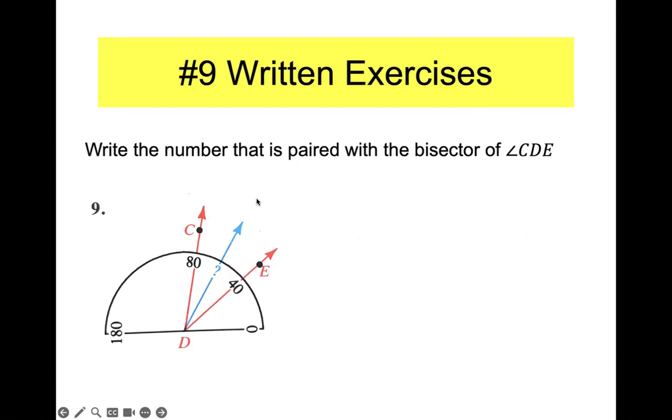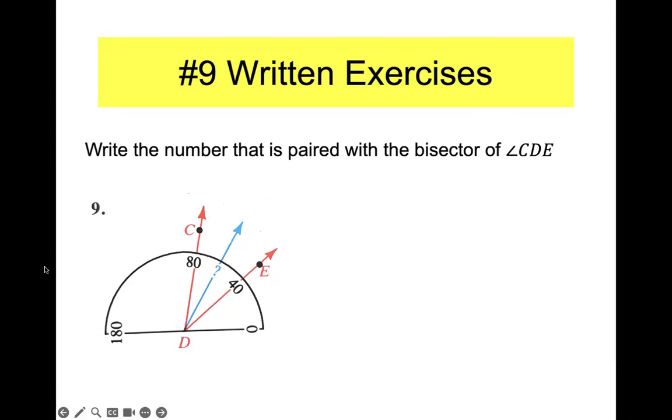I'm going to show you this one. Everybody always misses this. This is similar to number 10 on the written exercises. It says, write the number that is paired with the bisector of angle CDE. Angle CDE is the only angle that they show there, the large one, and the bisector is the blue portion. So it says write the number that should replace this question mark right there.